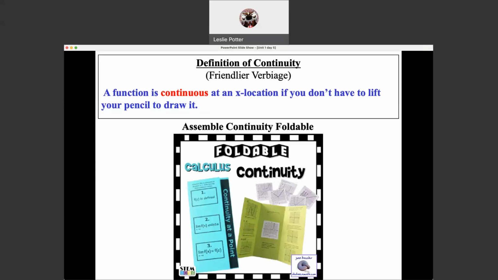Okay, so that's the friendlier version. And with that friendlier version, we are going to go into our 3rd resource. Okay, and I call this a foldable. So we have this. Fold it.